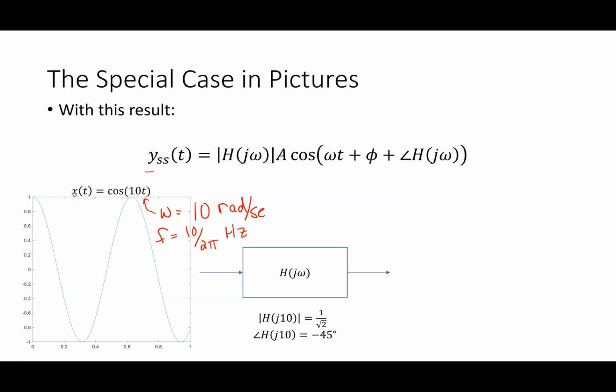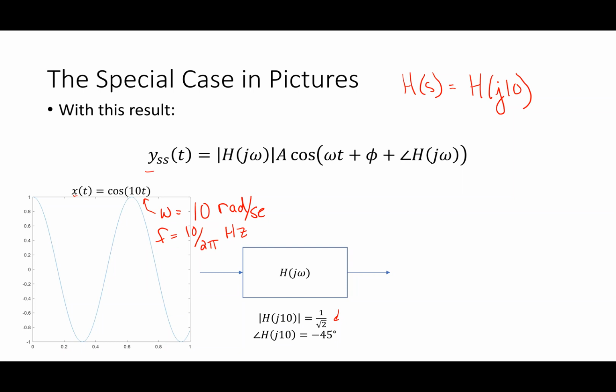What you do is look at H of j omega. I would take that H of s and plug in s equal to j omega, so plug in j10. And at j10, what we see is this thing has a magnitude that is 1 over square root of 2 and an angle that's negative 45. I'm just taking this as an example, right?